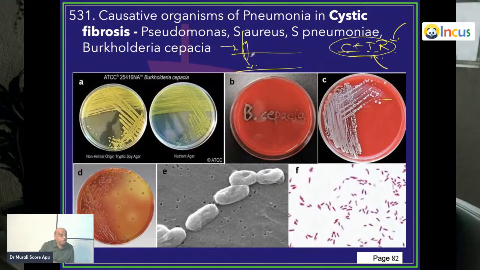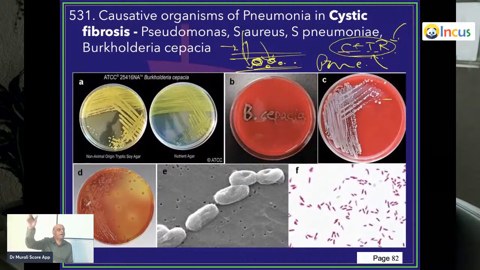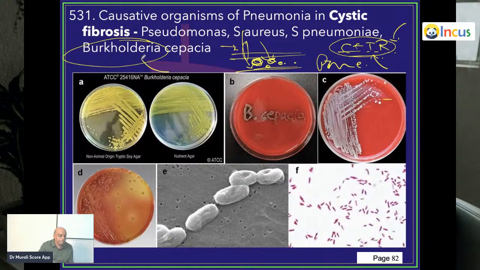And because sodium chloride is not absorbed, water is not properly reabsorbed, and that's the reason all the secretions become very thick and viscid. And that leads to bronchial obstruction, leading to the development of pneumonia. And what are the organisms very common in cystic fibrosis patients leading to pneumonia, doctor? Pseudomonas, Staph aureus, Streptococcus pneumoniae, and Burkholderia cepacia. Have you heard this organism? Burkholderia cepacia. Pseudomonas, Staph aureus, and Streptococcus pneumoniae.